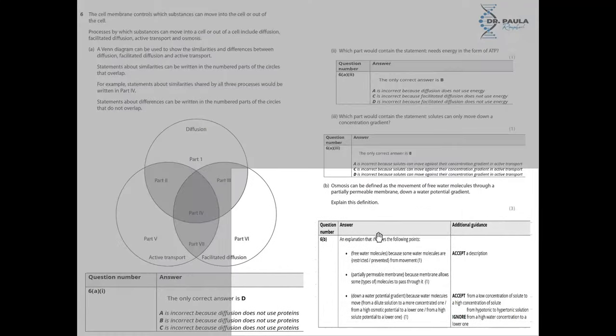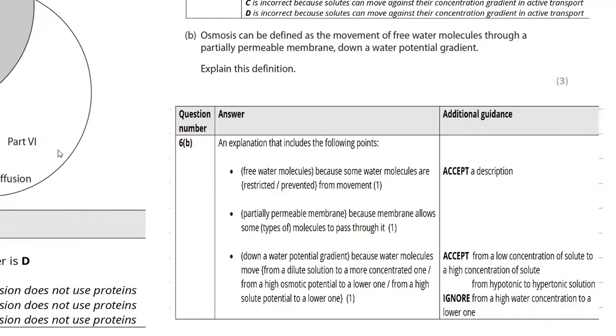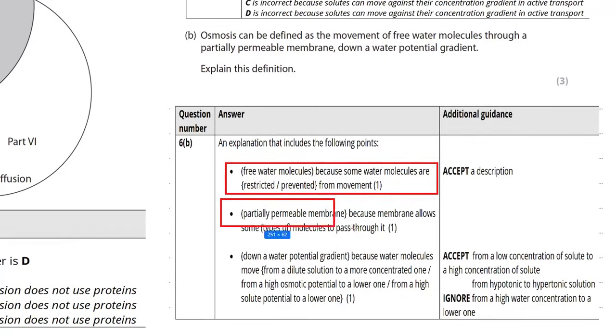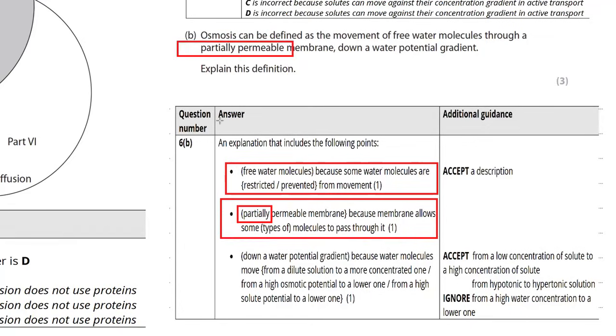We know that, but you have to mention the idea of each part. For example, you can see here, let me zoom in. Free water molecules are moving, yes, but some water molecules are restricted from this movement. How? You can see here that the partially permeable membrane allows only some types of molecule to pass through. That's why we call it partially. So I have to explain the definition. So I have to explain what's meant by partially permeable membrane.